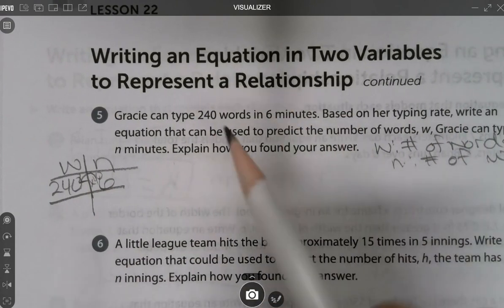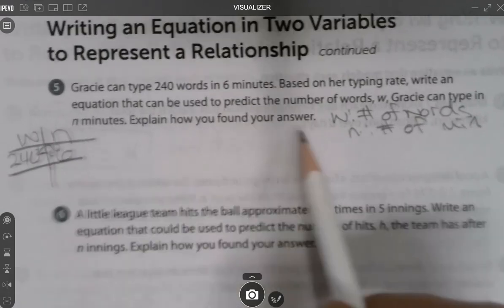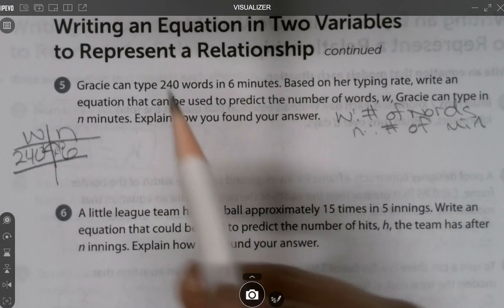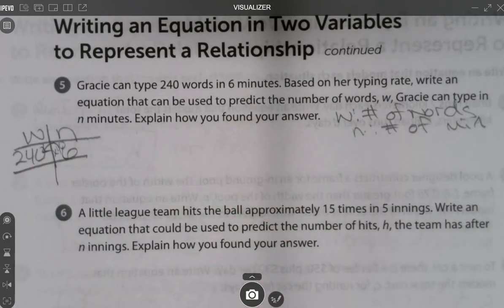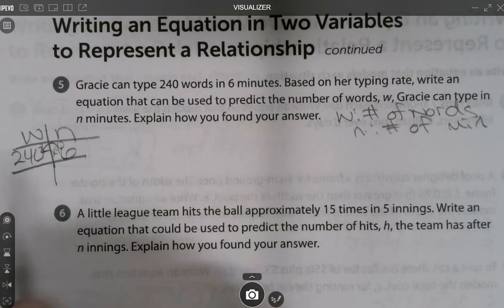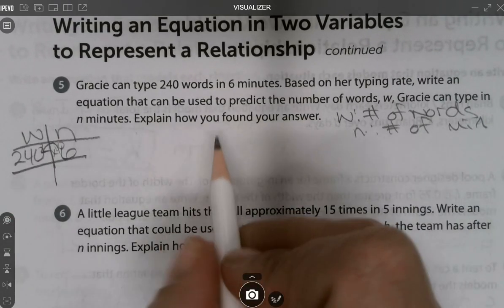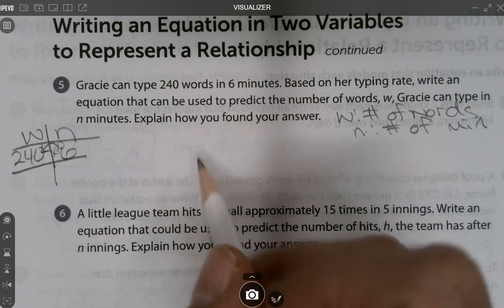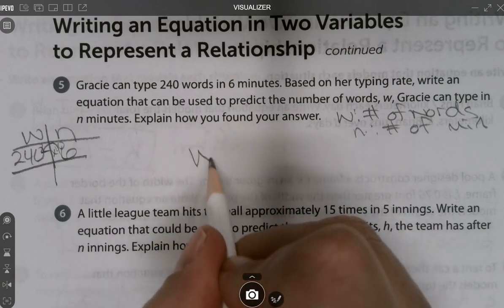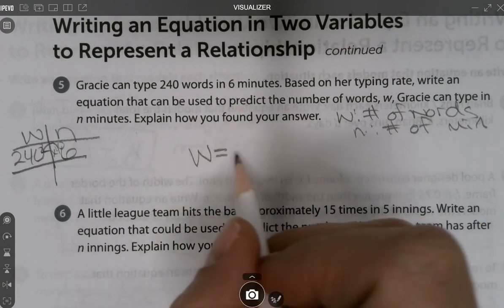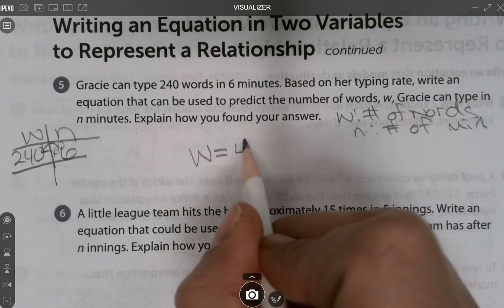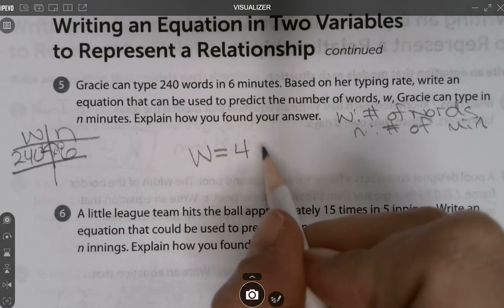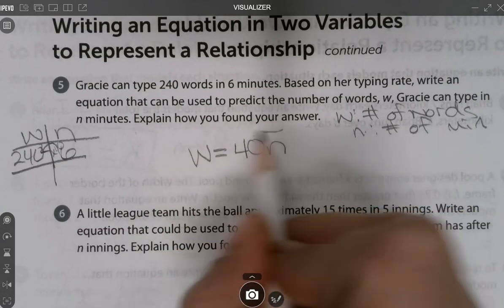Since I don't have several numbers to double check, I'm going to have to assume that this is my rule. And I have total, which would be my W, equals, and what did I do to n? I multiplied it by 40.